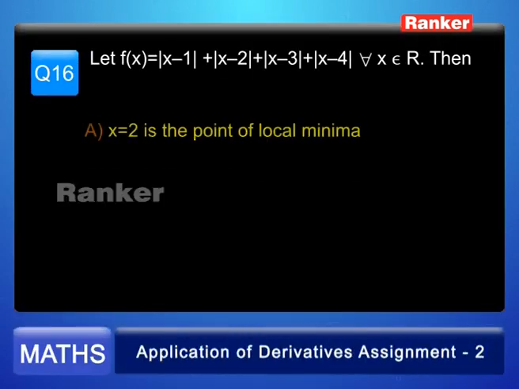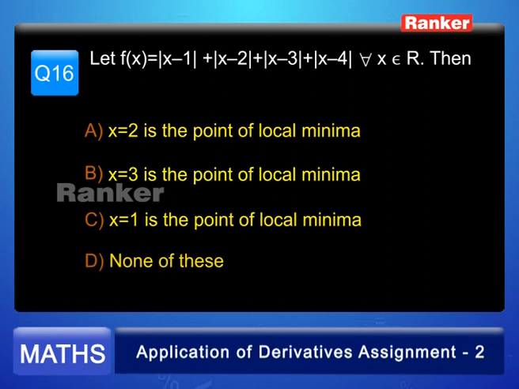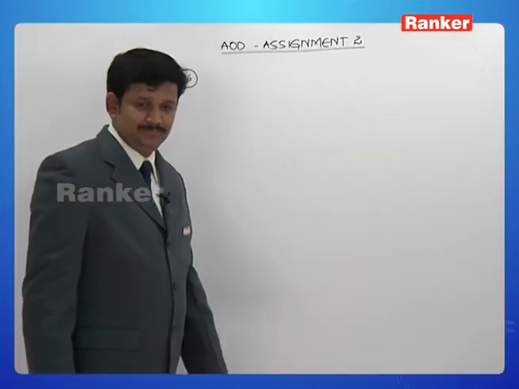Next question, let f of x is equal to modulus of x minus 1 plus modulus of x minus 2 plus modulus of x minus 3 plus modulus of x minus 4 for all x belonging to R. Then option A, x equal to 2 is a point of local minima. Option B, x equal to 3 is a point of local minima. Option C, x equal to 1 is a point of local minima. Option D, none of these.